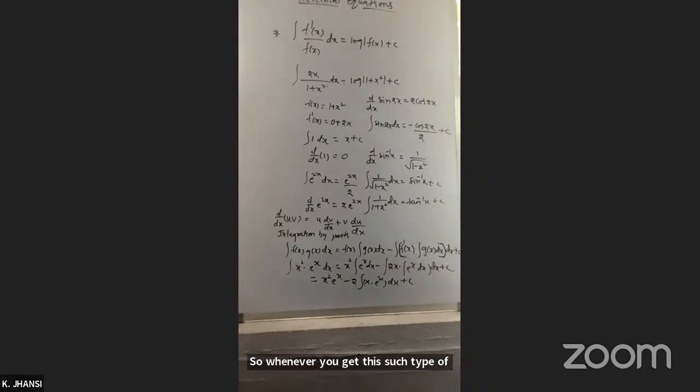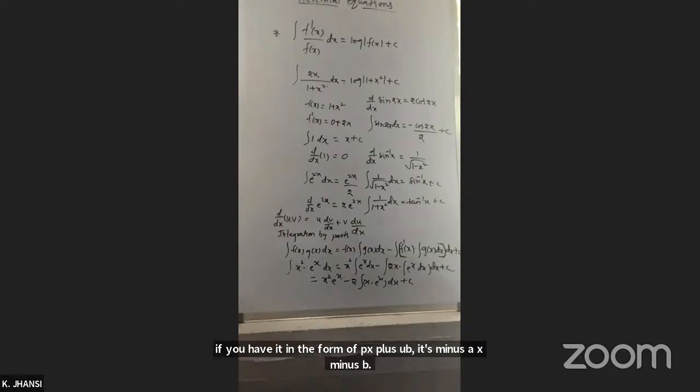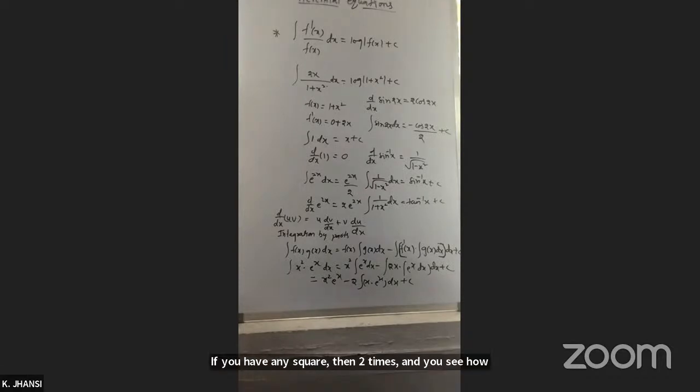Whenever you get such types of rational functions, how to split that function is given in the table. If you have it in the form of px plus q by x minus a into x minus b, then it splits as A by x minus a plus B by x minus b. If you have a square, then two terms. And if you have three functions, how to split that one? And if one square is there, one single function is there. These concepts you have in intermediate, the improper fraction and partial fractions. So if you know the splitting of the function, then you can easily solve the problem.